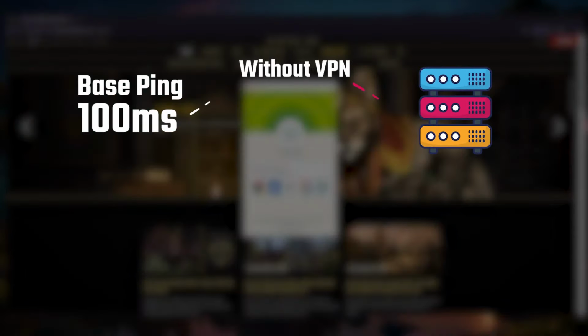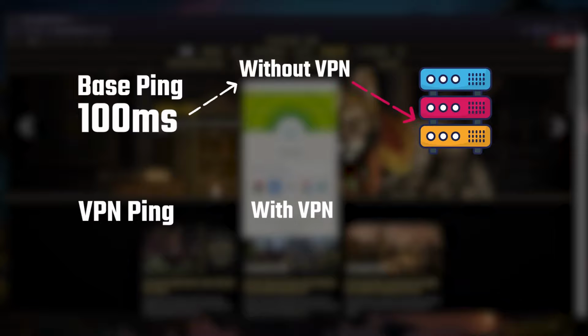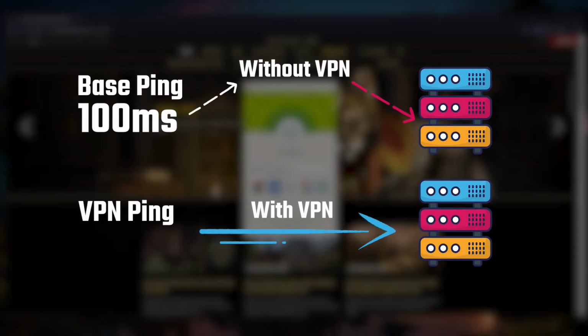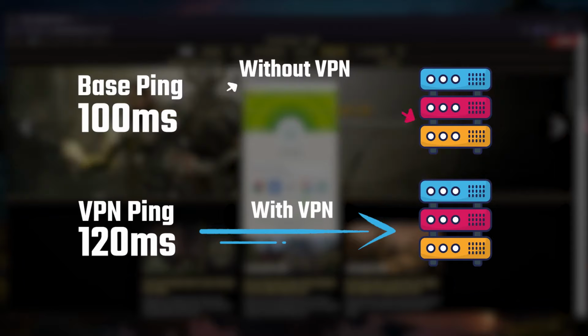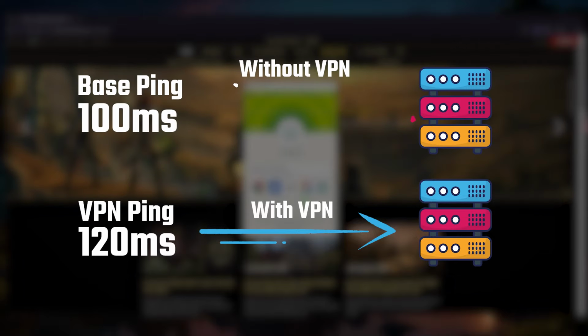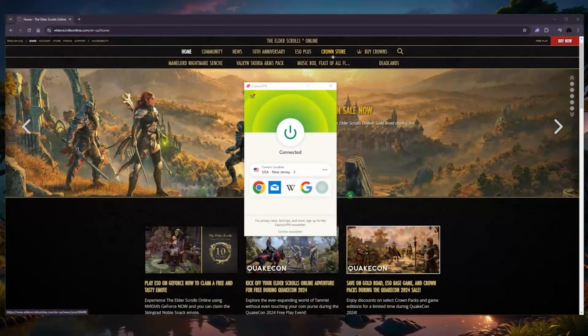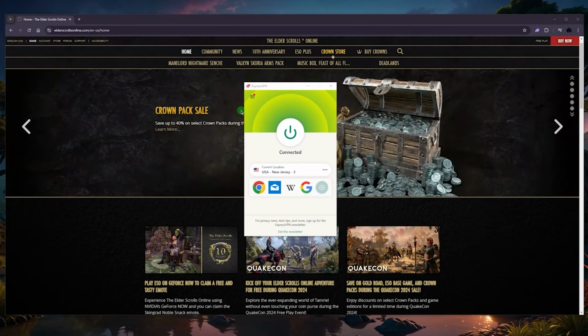So let's just say that your base ping is 100 milliseconds. And that's without a VPN, but it's so unstable that when it spikes, it actually messes up your entire game. Now with a VPN, your ping may increase by a little bit. So instead of, for example, 100, it could be 120, but it'll be much more stable in the long term, without any unpredictable lag spikes that will just ruin your experience overall. So that's the cool thing about using a good, reliable VPN with Elder Scrolls.